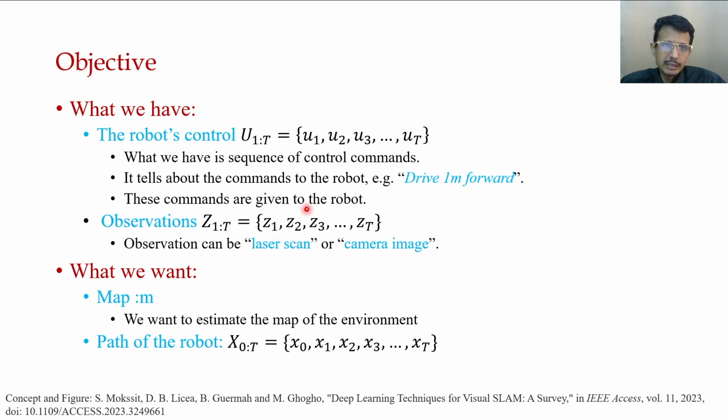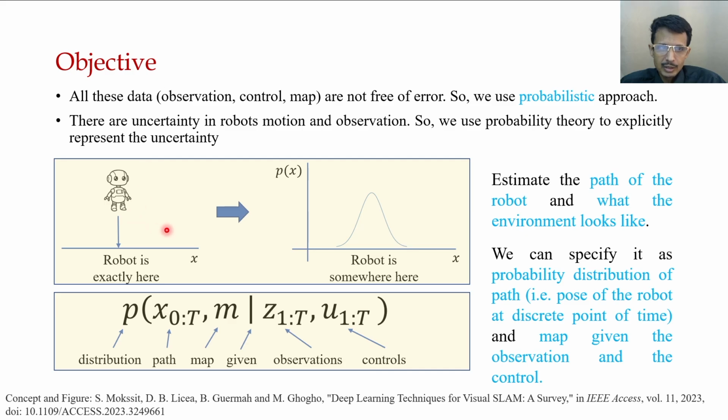So given these inputs, what do we want? We want a map, to estimate a map of the environment. And another thing we want is the path of the robot, which path the robot should go and move. So given this, we try to find out what exactly this data, the observation, control and map, is. They are basically not free from error.